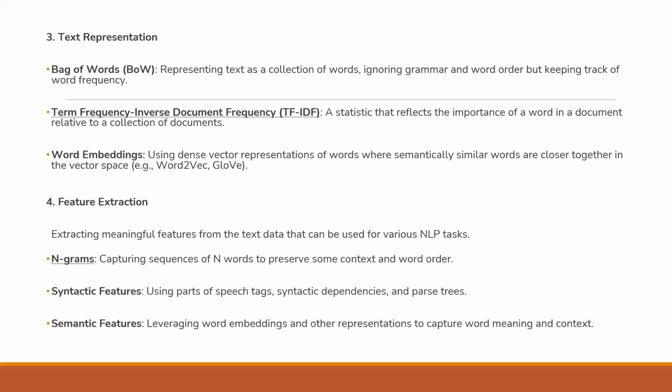First one, n-gram. N-gram means we have 1-gram, 2-gram, 3-gram, depending on the words we can divide and take up. So capturing a sequence of n words to preserve some context or word order. Then syntactic features, using parts of speech tags, syntactic dependencies and parsers. And semantic features, leveraging word embeddings and other representations to capture word meaning and context.